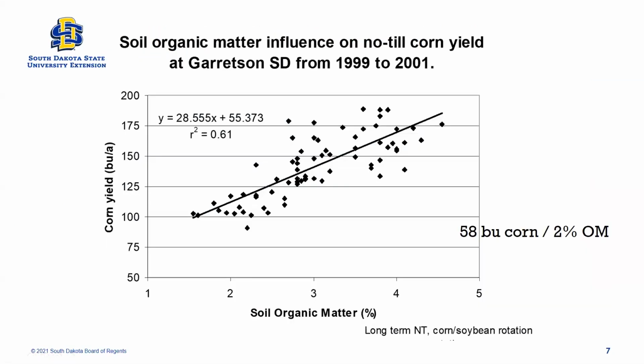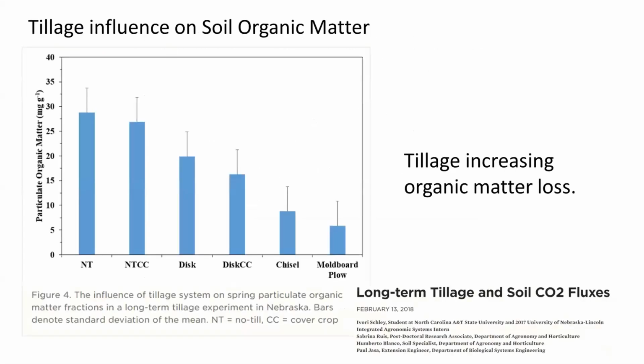So this is just a relationship of soil organic matter and corn yield at one location that we studied for 3 years. And I calculated that for every 2% organic matter change in the soil, that means 58 bushels of corn. Okay. Or for every 1%, that's 27 bushels of corn. So it means something. And we all know this. We all know that soils higher in organic matter are more productive. So it's time we get going on that.